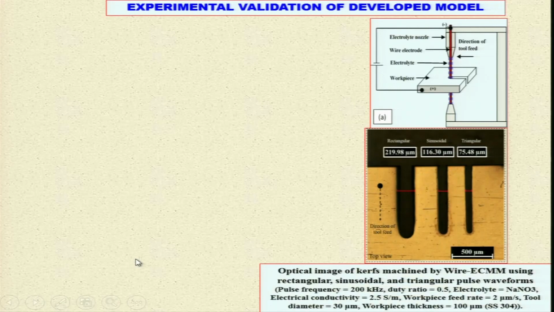Experimental validation of developed model. Now, you can see here experiments were conducted with the setup, and these are the three different channels that have been created. This is with rectangular pulse shape, this is with sinusoidal pulse shape and this is with triangular pulse shape, and you can see the variation in the width of the channel, or you may say overcut over there is larger in case of rectangular one compared to triangular one.